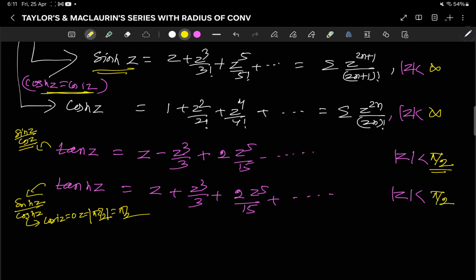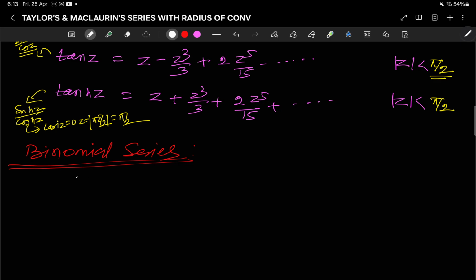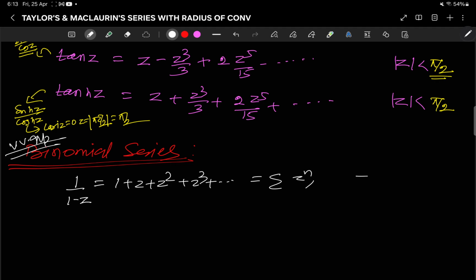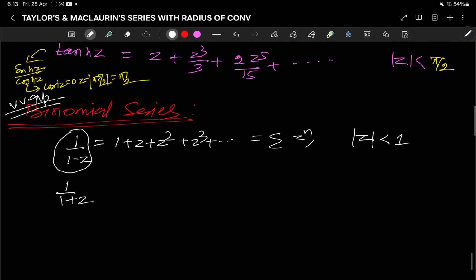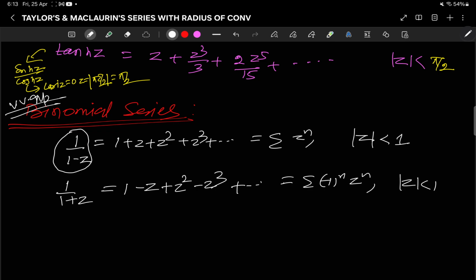Now we'll see the binomial series. Now coming to the binomial series, actually these are most important. These are very important for series expansion. We'll use this in both Taylor series and Laurent series. 1 by 1 minus z, right, this is 1 plus z plus z square plus z cube, so on. So this is summation of z to the power n, and you see it is not analytic at z equal to 1, so mod z is less than 1, right. So for 1 by 1 plus z, z is replaced by minus z, it is alternately plus and minus, right. So it is minus 1 to the power n z to the power n, also mod z less than 1, right.